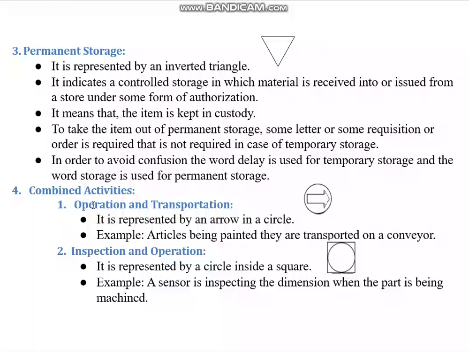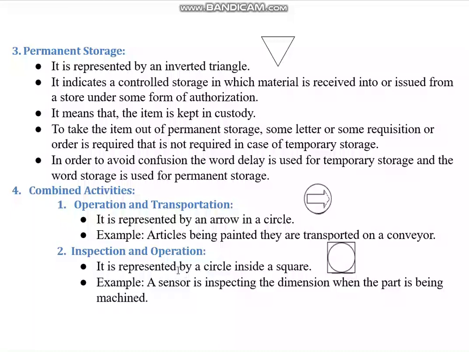Now there are some combined activities also, like operation and transportation both taking place at the same time. If both are there, operation is a circle and transportation is an arrow. So this combined activity will be represented as an arrow inside a circle. An example of this is articles being painted while transported on a conveyor. Some goods are going on the conveyor, and at the same time they are being painted. Operation is taking place and transport also is taking place. So you can show it like this.